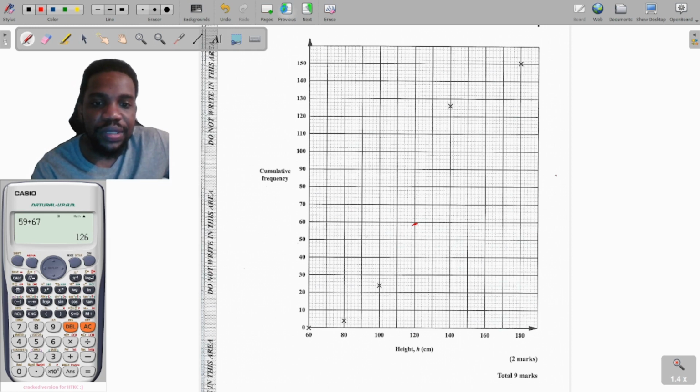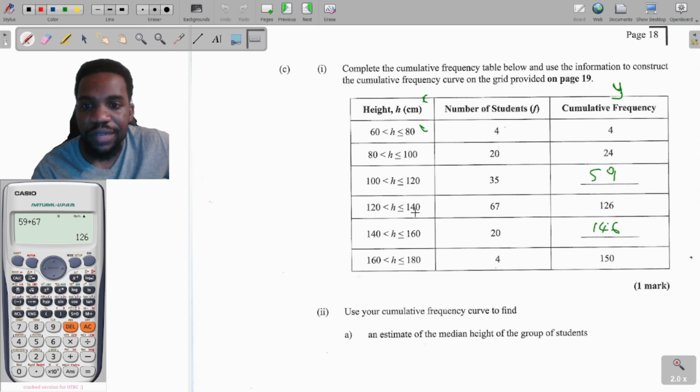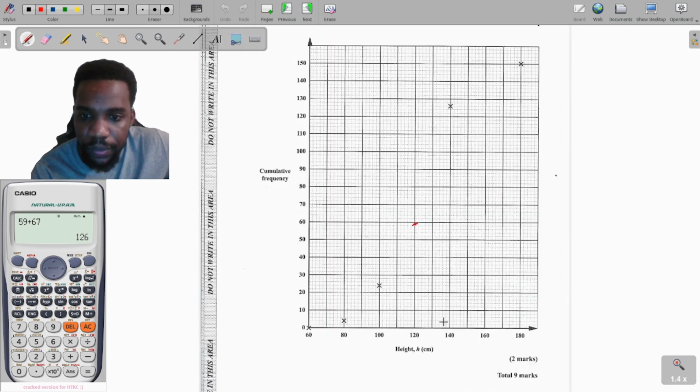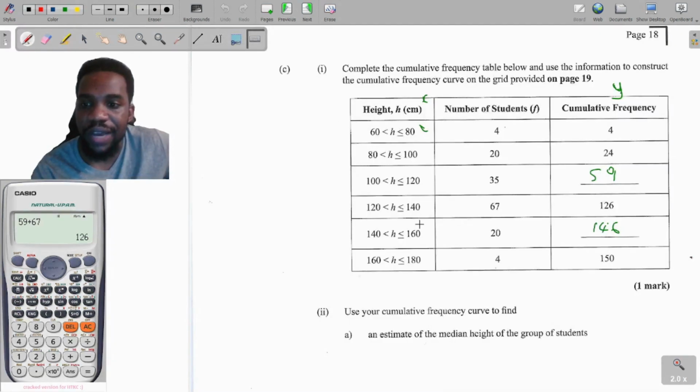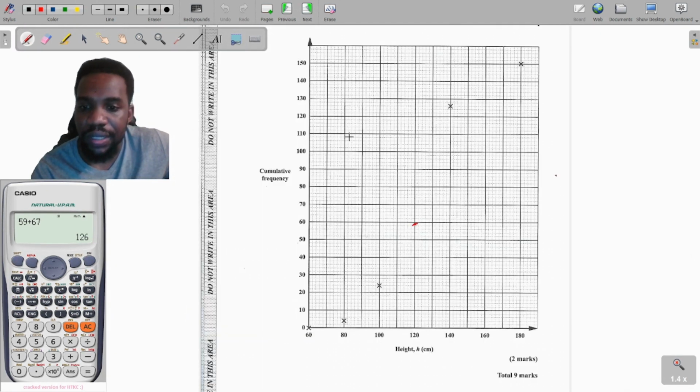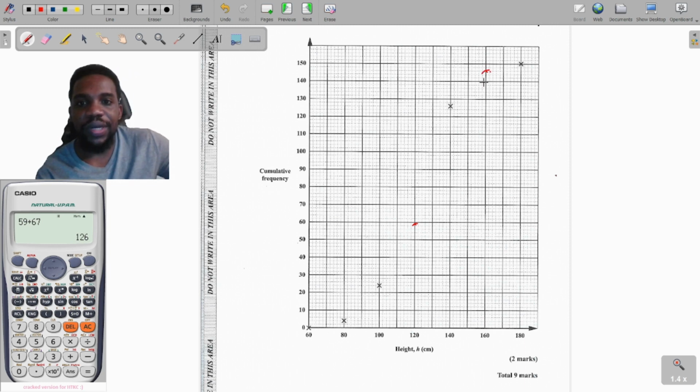Let me go back, previous. Next we're going to have 140 with 126. That is in, so we don't have to do that. We have 160 with 146. We go all the way up 140. So each line will be 2. So it's 142, 144, 146. I'll put the X right there. Guess what? We have our cumulative frequency curve.